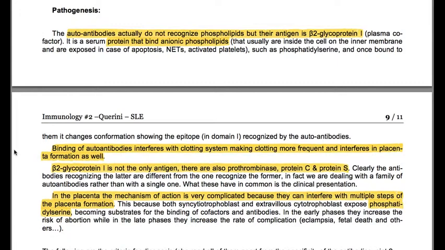In fact, we are dealing with a family of autoantibodies rather than with a single one. What these have in common is the clinical presentation. In the placenta, the mechanism of action is very complicated because they can interfere with multiple steps of the placenta formation. This is because both syncytiotrophoblasts and the extravillous cytotrophoblast expose phosphatidylserine, becoming substrates for the binding of cofactors and antibodies. In the early phases, they increase the risk of abortion, while in the late phases, they increase the rate of complications, so eclampsia, fetal death, and others.